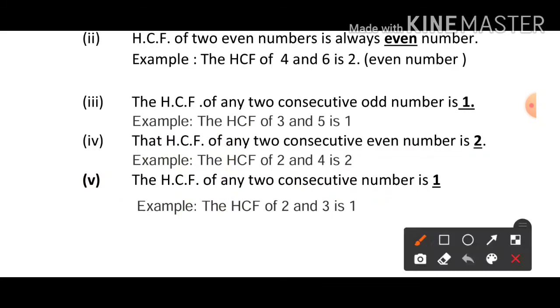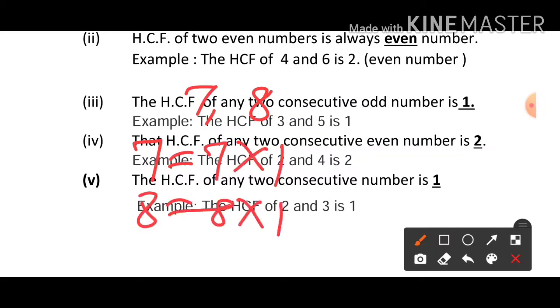We can take another example here, 7 and 8. Again, what is the factor of 7? 7 into 1. 8 is 8 into 1. So here the highest common factor is only 1. So the HCF of any two consecutive numbers is always 1.